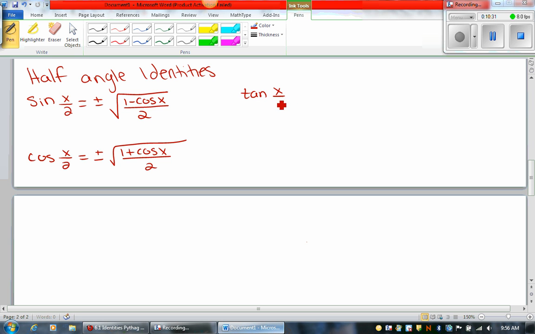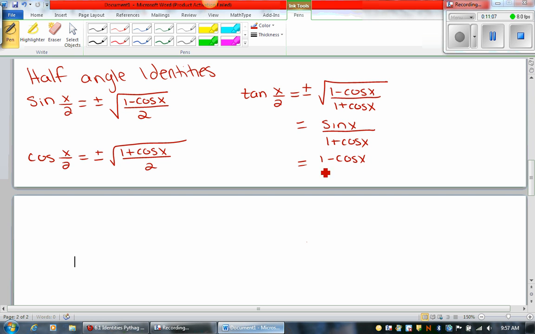Tangent of x divided by 2 equals plus and minus the square root of 1 minus cosine x over 1 plus cosine x. Other options for this one: sine of x divided by 1 plus cosine x, or 1 minus cosine x over sine x. Please make sure you have all of these half-angle identities written down on a note card for use later on.